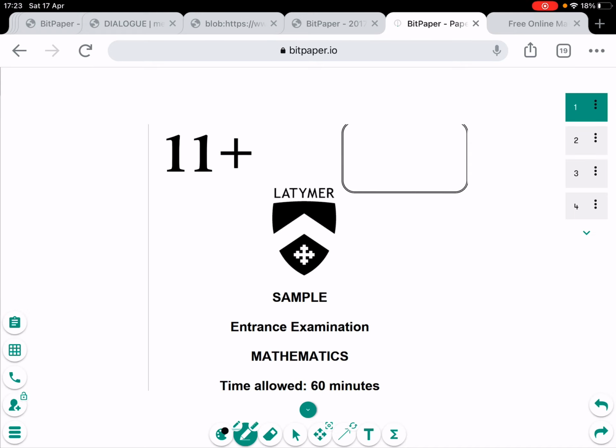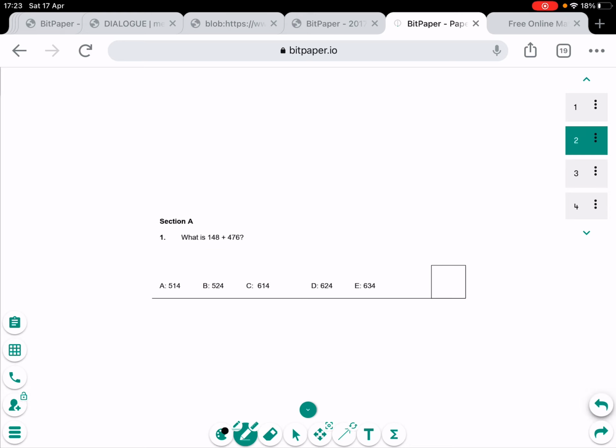And yes, so let's get back into the paper. We'll be doing section A. So what is 148 plus 476? It's basically just addition. So 148 plus 476 becomes 624, which is D, which is our answer.